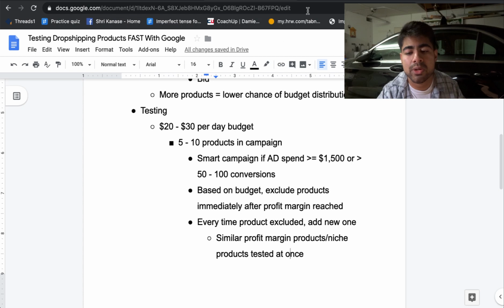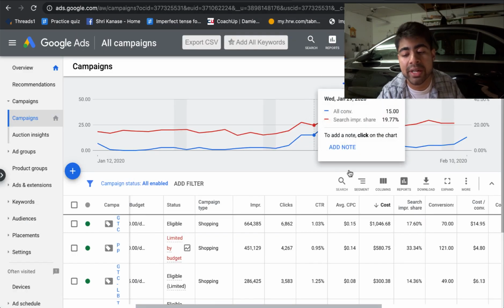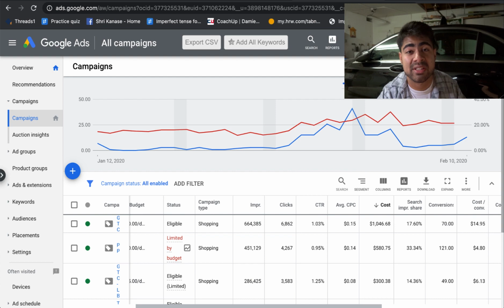But before I continue on, I want to take you guys over to my Google Ads account and show you the data for the last 30 days. This is for my main general store, which is run on Google Ads right now.